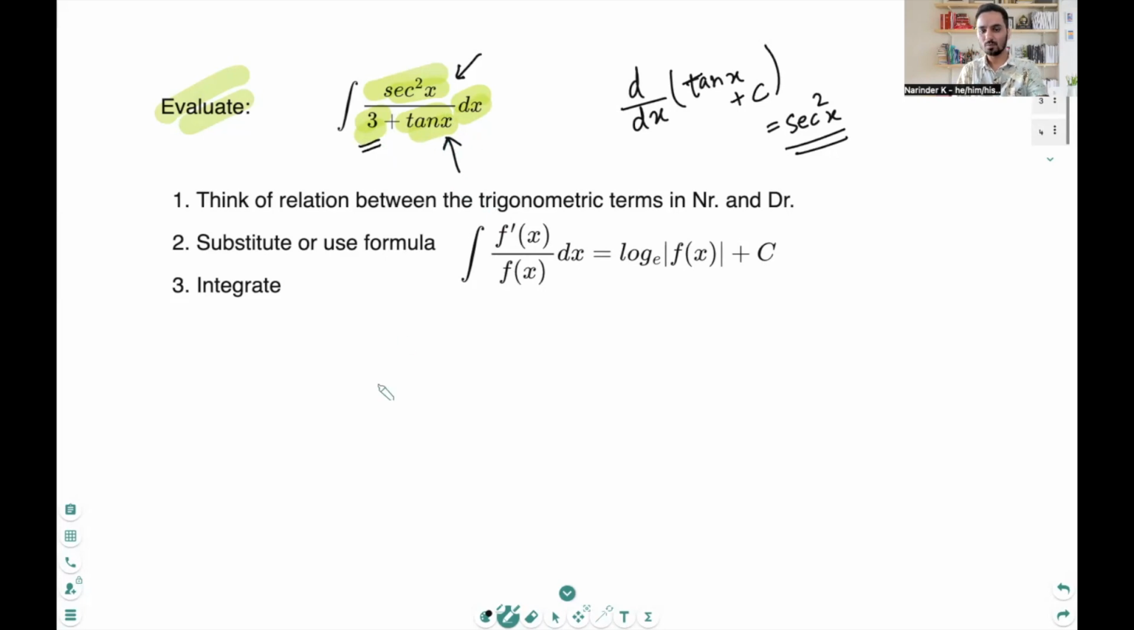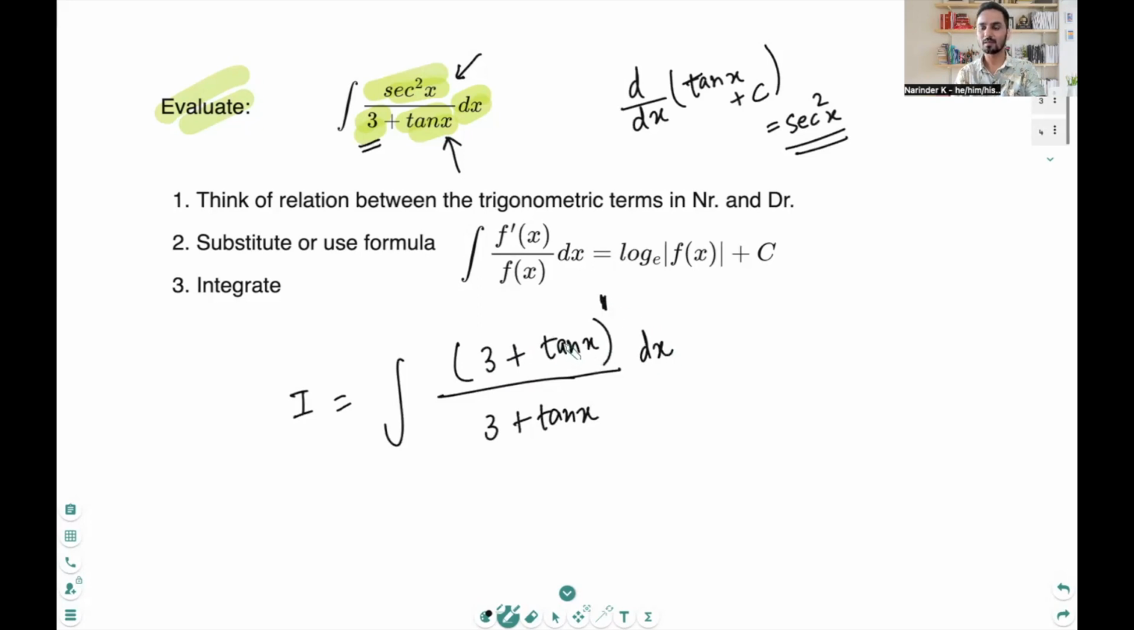That being said, we can write the given integral in terms of the function, which is 3 plus tan x, and the derivative of this function, which can be written as (3 plus tan x)' dx. So the derivative of 3 plus tan x, which is actually sec²x, divided by the function itself, which is 3 plus tan x, dx. That means we have this expression in the form f'(x) divided by f(x) dx. By using this formula, we can write the given integral as log base e of 3 plus tan x, plus c.